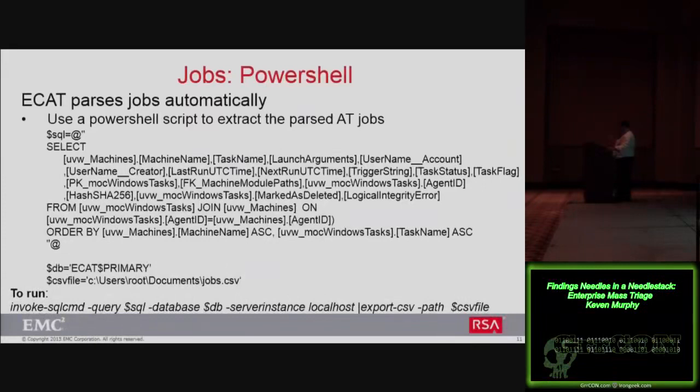And using some SQL, in this particular example, I am querying the database directly. I'm not using the ECAT server or the agents. This is going to bring back a table of all the @jobs available in the database that ECAT knows about. That's an example of the query, and down below shows how to run it. This is going to export into a CSV file.